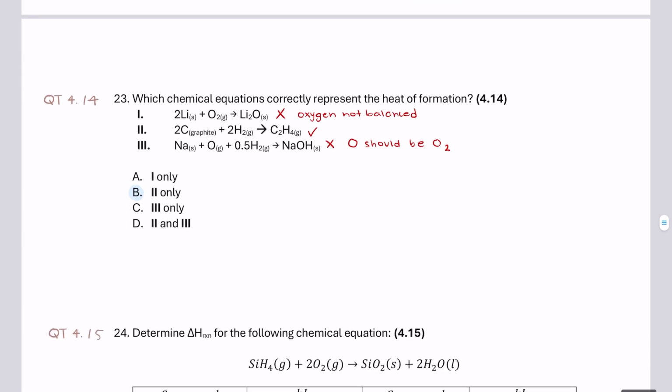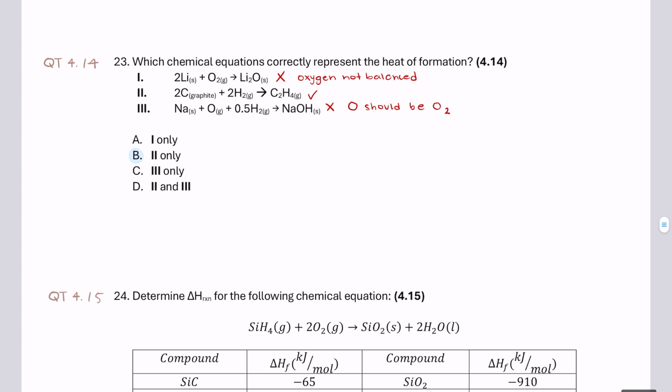Problem 23 says, which chemical equations correctly represent the heat of formation? The heat of formation refers to the enthalpy change when exactly 1 mole of a compound is formed from its elements in their standard states under standard conditions. That means that the equation must be balanced, that the products must be a single compound, and the reactants must be the elements in their most stable form.